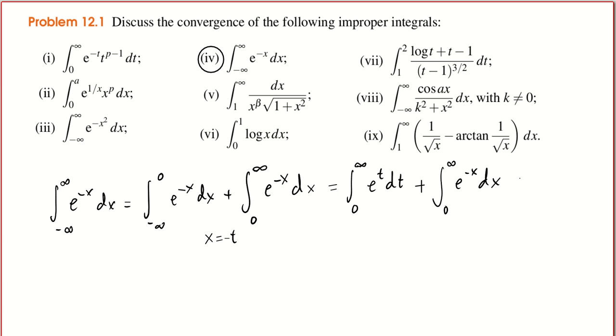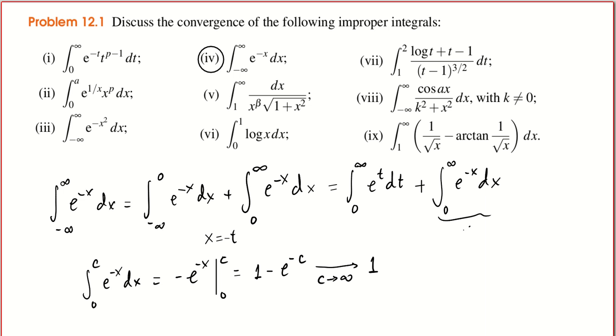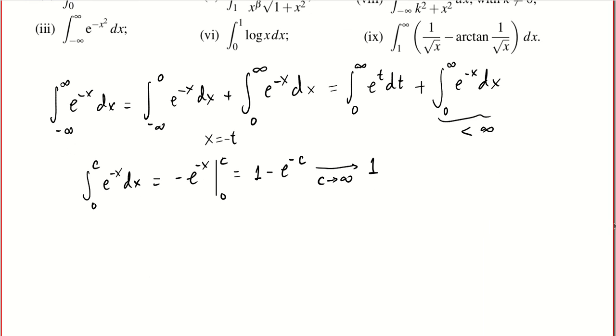As I said, there are primitives here. So first, let me focus on this one. The integral from 0 to c, let's say, of e to the minus x dx. The primitive of this is minus e to the minus x. So you have to evaluate that at 0 and c. At 0, this is 1, so you have 1 minus e to the minus c. And obviously, when c goes to infinity, this goes to 1. So this one is a convergent integral, and we already knew that, right? Because we have analyzed this in class, in an exercise.